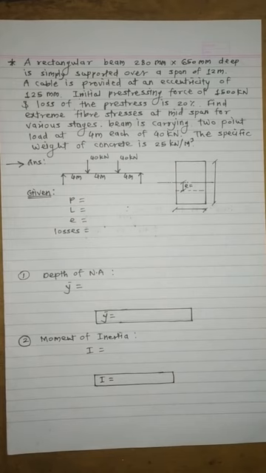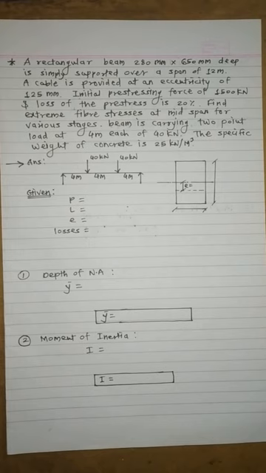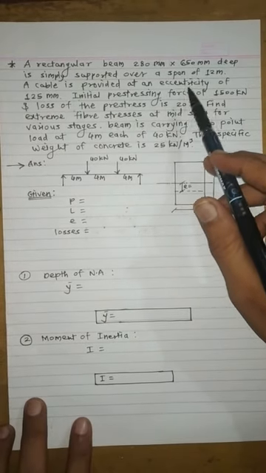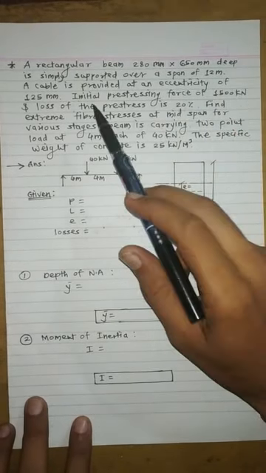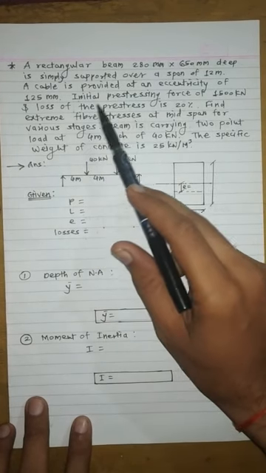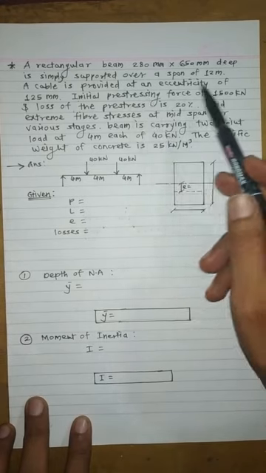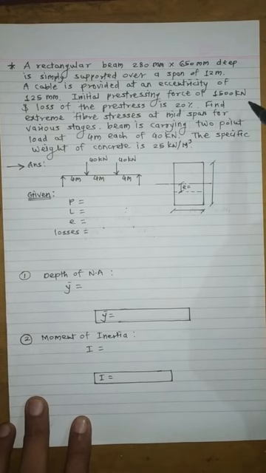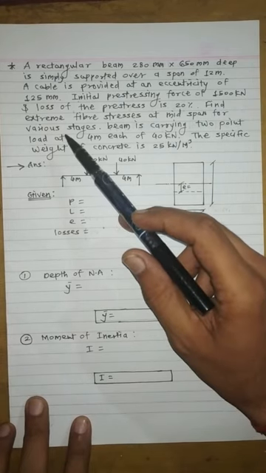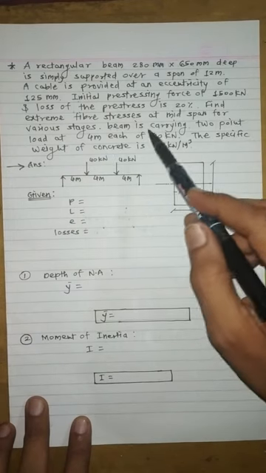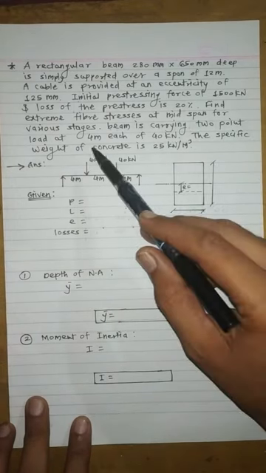Hello dear friends, in today's video we discuss one problem on analysis of pre-stressed concrete beam. So let's start the problem. A rectangular beam 280 mm by 650 mm deep is simply supported over a span of 12 meter. A cable is provided at an eccentricity of 125 mm, initial pre-stressing force of 1500 kN and loss of the pre-stress is 20%.